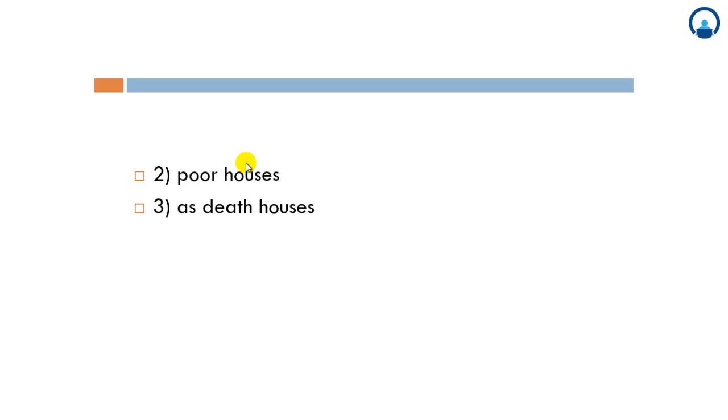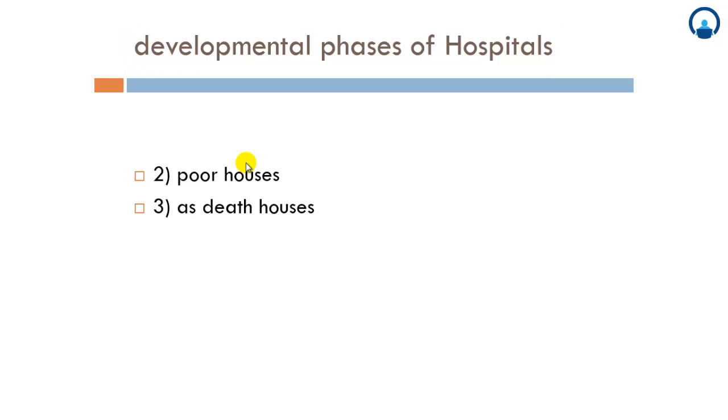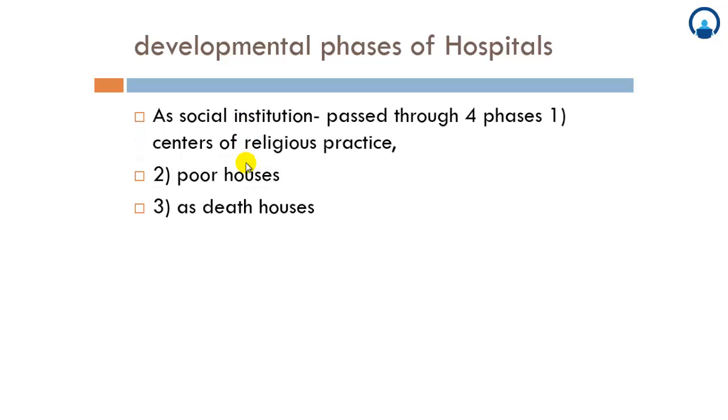After looking at the definition of what a hospital is, now we will see the development phases of the hospital, how the hospital has come up in the past. When we saw this, we have seen that it is a part of a social institution, a part of a social community. So it starts as a social institution and passes through four phases.